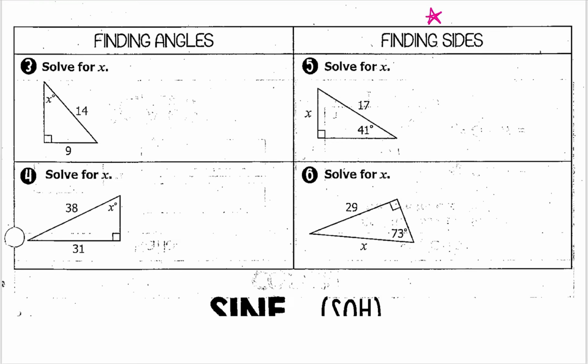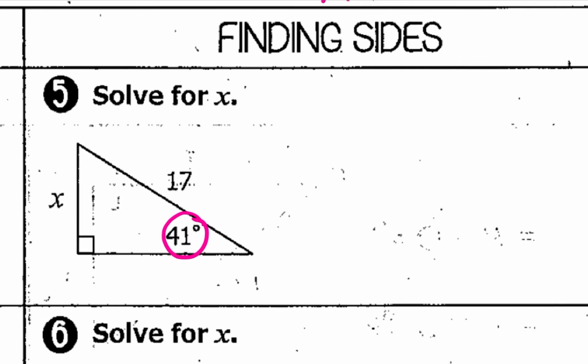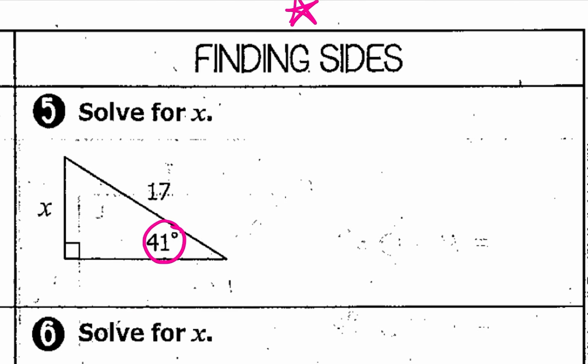We're going to start on the right-hand side with finding sides. As always, we want to mark our reference angle. So let's zoom in so that we can see this better. We want to mark our reference angle, and then we want to identify the sides of our triangle that we have and that we're missing.